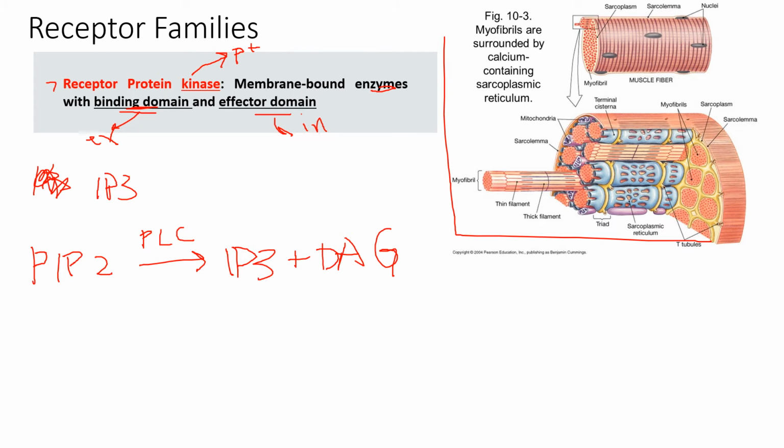And so what happens is that the receptor protein kinase gets bound by a ligand. There's a conformational change that occurs, and then it phosphorylates and activates PLC to increase the catalysis of PIP2 into IP3, and then increasing the release of calcium from intracellular stores, and therefore increasing the intracellular concentration of calcium.